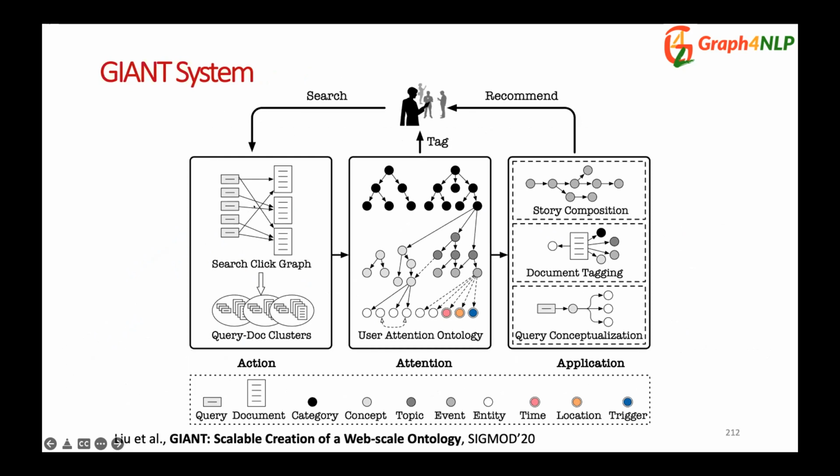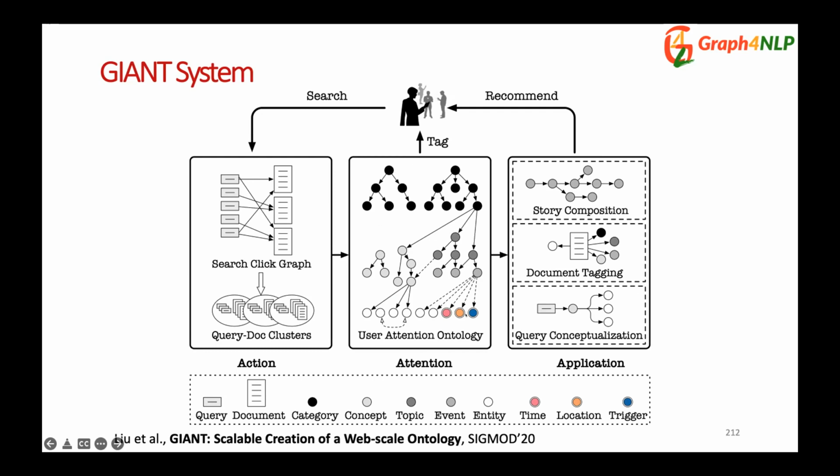So this is the framework of what we call the Giant system. Let's say you have the search engine data, with the queries and the click documents. In this way you have a large-scale bipartite graph. Then you can perform bipartite graph clustering to divide it into several subgraphs, where each subgraph contains several queries and documents which are correlated. Then based on each cluster, you can extract a phrase, which may be a concept or an event and so on. So it represents a node in the ontology. Then you can identify the relationship to append it into the existing ontology graph.